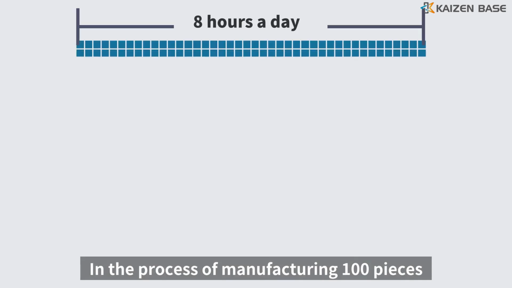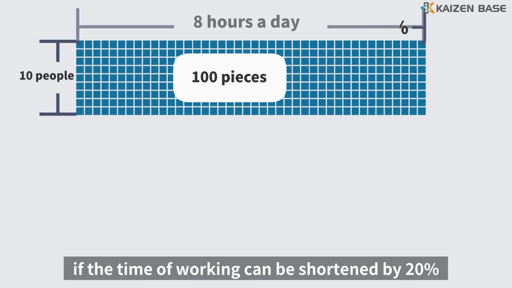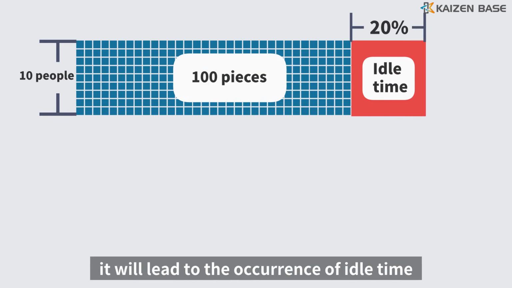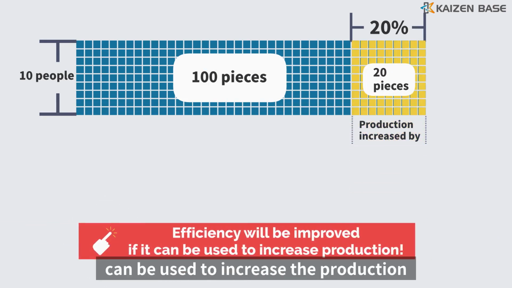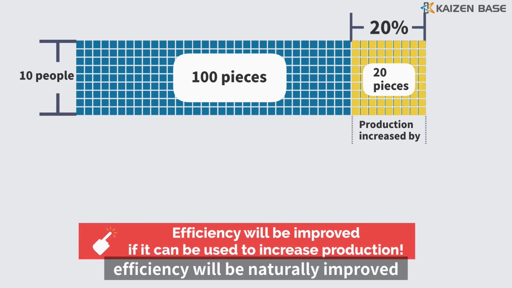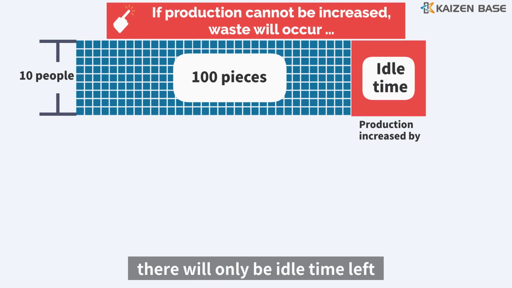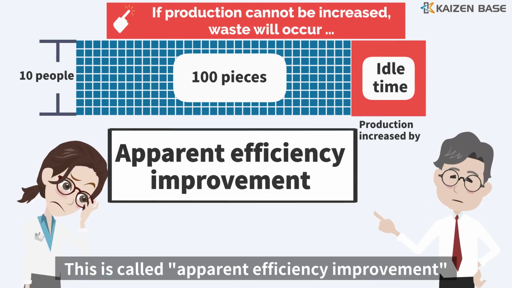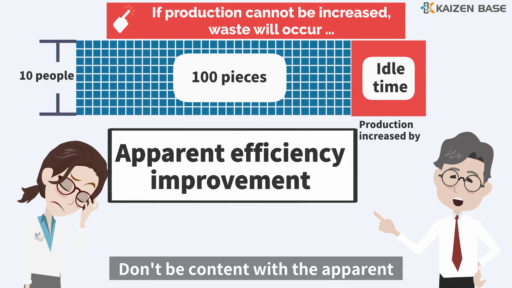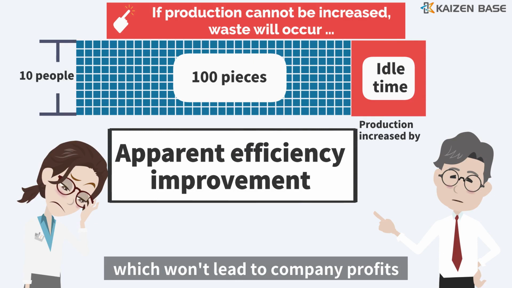In the process of manufacturing 100 pieces by 10 people for 8 hours a day, if the time of working can be shortened by 20%, it will lead to the occurrence of idle time. If the idle time occurred can be used to increase the production, efficiency will be naturally improved. However, if production cannot be increased, there will only be idle time left, which means the waste. This is called apparent efficiency improvement. Don't be content with the apparent efficiency improvement which won't lead to company profits.